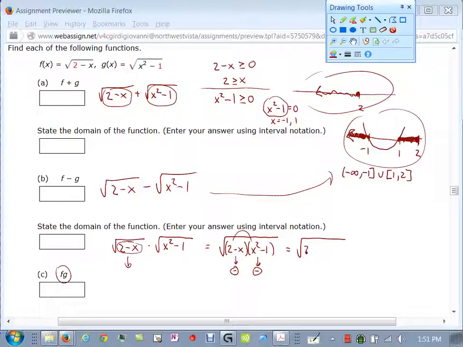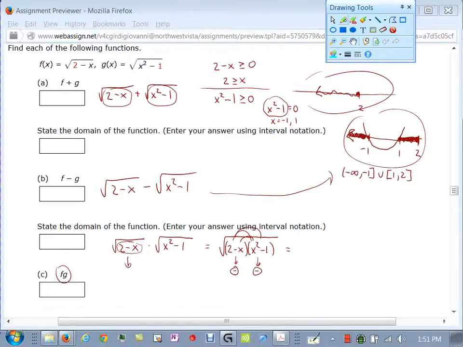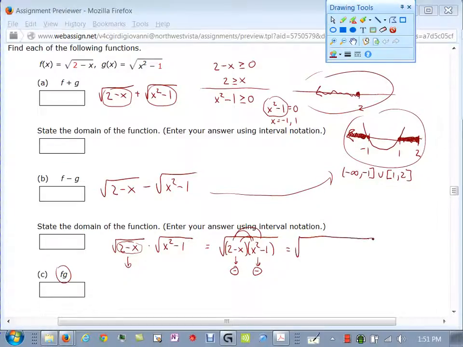We get 2x squared. We get minus 2. We get minus x cubed, and then we get plus x, like that. Or better yet, you know what, let's do this instead. I think this will make it a little easier to understand. Let's do it this way. Let's take that difference of squares and factor it.